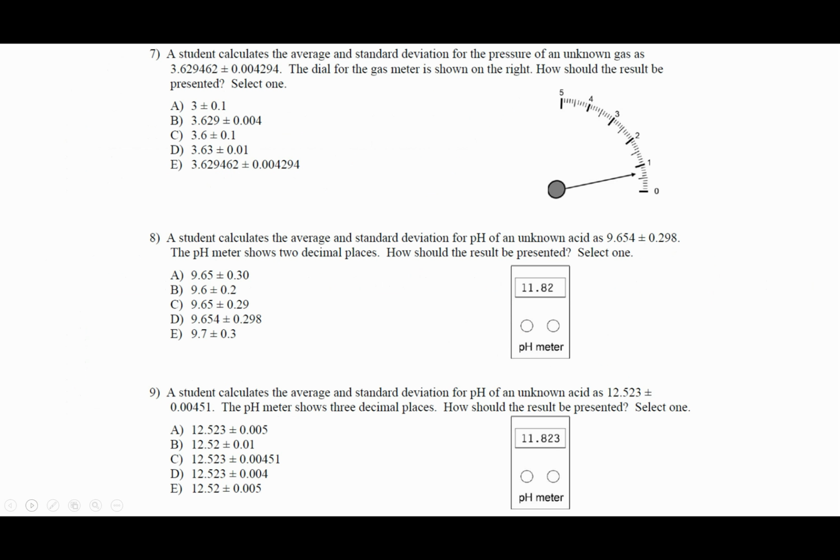A student calculates the average and standard deviation for the pressure of an unknown gas as this number. Dial for the gas meter shown on the right. How should the result be presented? So, once again, rule 1, what does my error have? Okay, well, my error here, does it begin with a 1 or 2? Nope, so I can only keep 0.004. Rule 2, I must match that, 3.63. And rule 4 doesn't make sense.